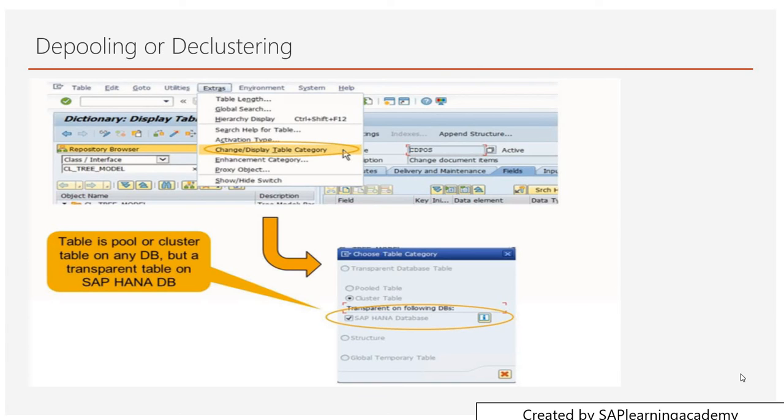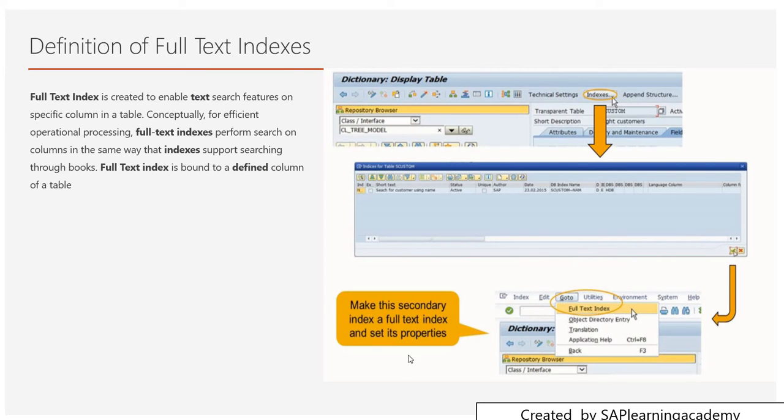So coming to the next option, that is the definition of full text indexes. First we need to know what full text indexes are. You can see the definition on the left side of the screen. That is, a full text index is created to enable text search features on a specific column of a table. So it is confirmed that using the full text indexes, you can actually search the text of a field.